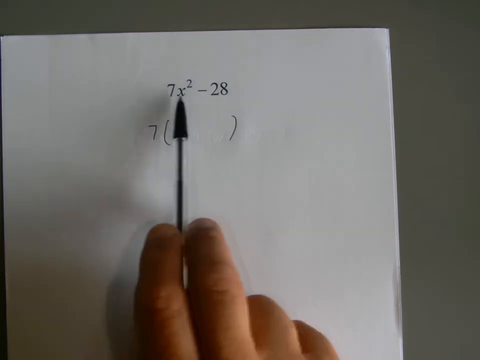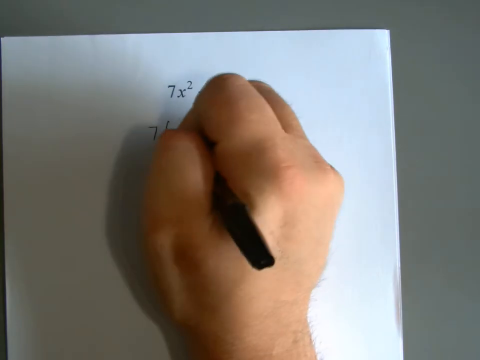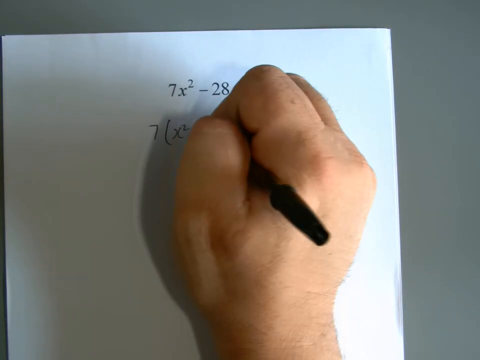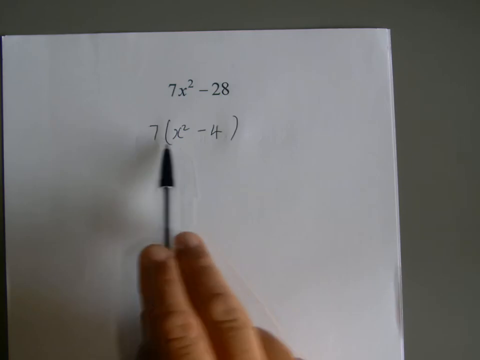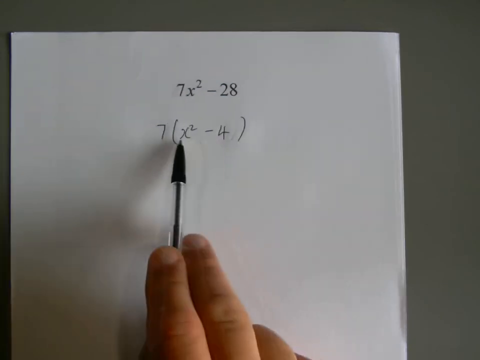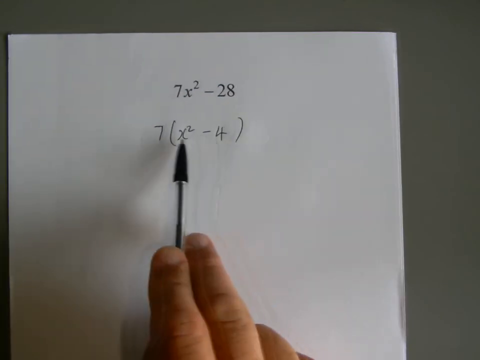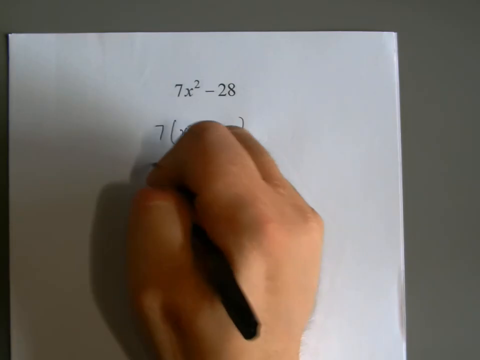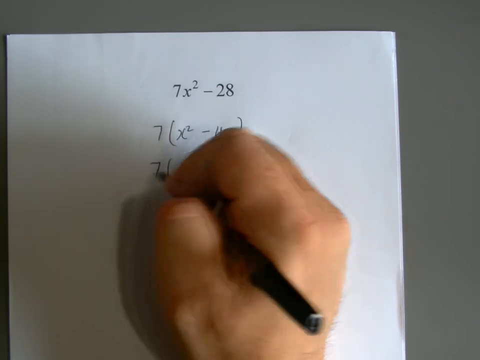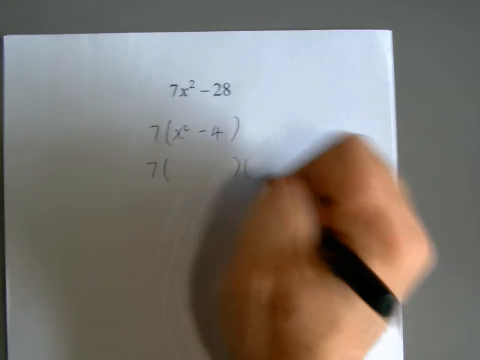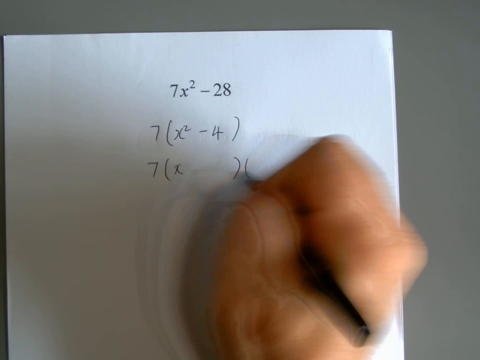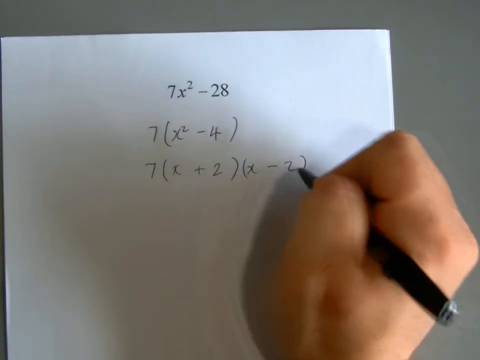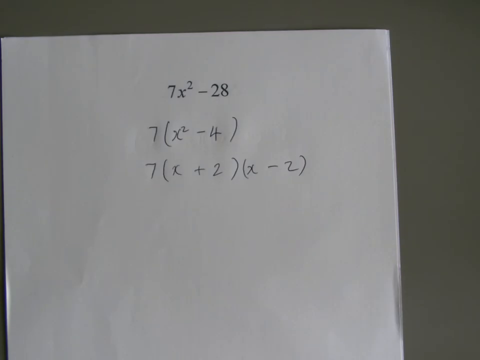What do I times by 7 to get 7x squared? Well, that'll be x squared. What do I times by 7 to get negative 28? Well, that would be negative 4. And then when you do that, you'll see in that bracket that I've got the difference of two squares. That's the square of x, that's the square of 2. So I keep that 7 there as a multiple outside, and then two brackets. I square x to get x squared, and I square 2 to get the 4. So one of them is plus 2, one of them is minus 2.